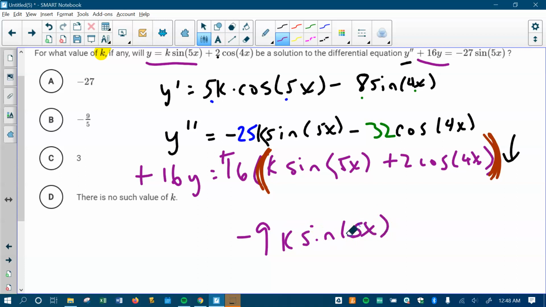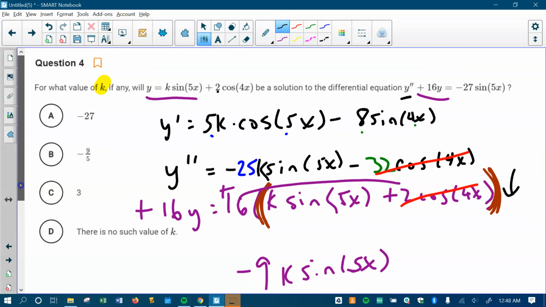And many students will say that negative 32 plus 2 is negative 30, but it's 16 times 2, which is 32. And the 32 cosine 4x and the negative 32 cosine 4x, those cancel. So you're just left with that part.